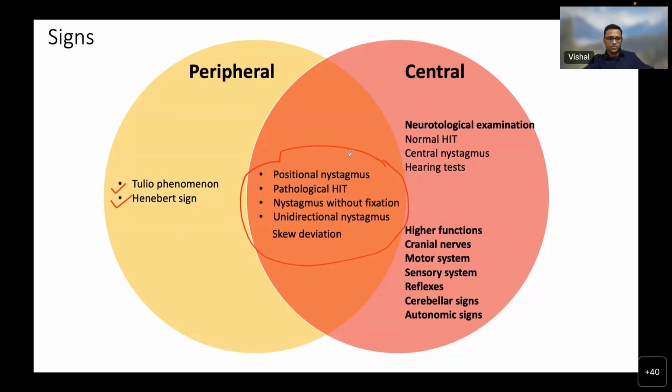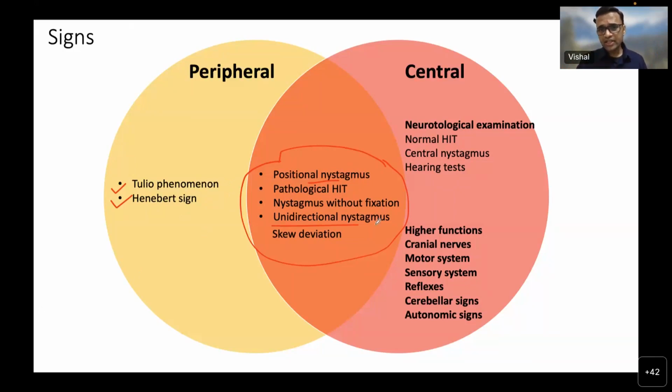But if we look at the various peripheral signs, for example, positional nystagmus, we discussed that positional nystagmus can still happen in patients with central etiology. We have discussed that a pathological head impulse test can happen in central etiologies. There are certain strategic locations in the brain where patients can have a pathological head impulse test. It is not that it is always a normal head impulse test in a patient with stroke. Then comes nystagmus without fixation. It is a peripheral sign, but it can still be seen in central etiologies. There are only a few signs which are exclusively seen in peripheral, and these are Tullio and Hennebert's. For other signs, it is very important to look for any other central symptoms or signs.